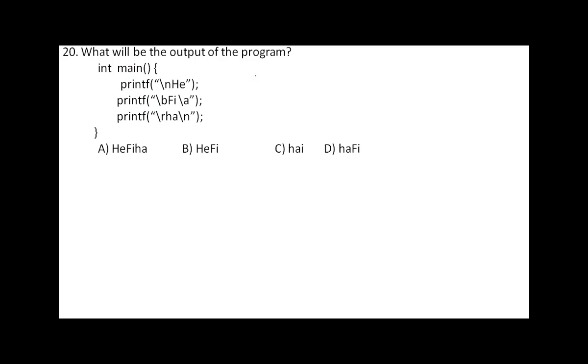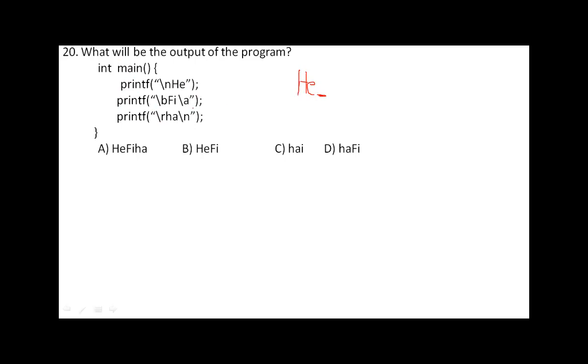So first printf will print HE on the screen. After printing, the cursor will be waiting here. Because there is no new line character, immediately the cursor will be waiting here. Then the next printf proceeds from this character onwards.